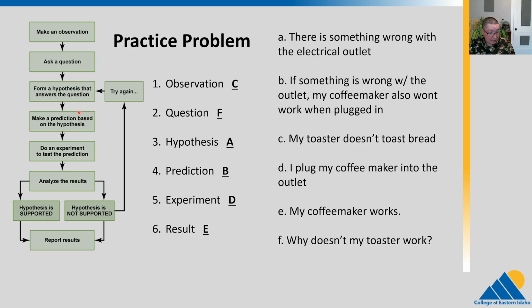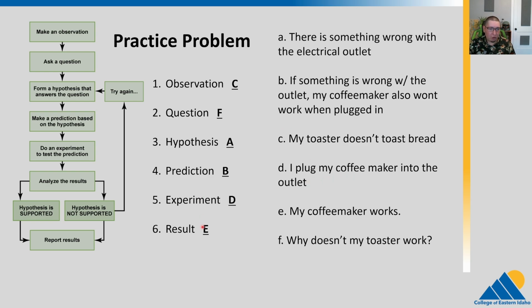We need to make an experiment to examine that. So we are going to make a prediction, okay, of what should happen. If something's wrong with the outlet, my coffee maker also won't work when plugged in. Okay. Of course, we're not sure that the coffee maker works either, but we believe it does. It would be unlikely that two of our appliances would fail on the same day. Totally possible, right? But we're going to plug the coffee maker in. So that's our prediction. We're going to do the experiment. I plug my coffee maker into the outlet.